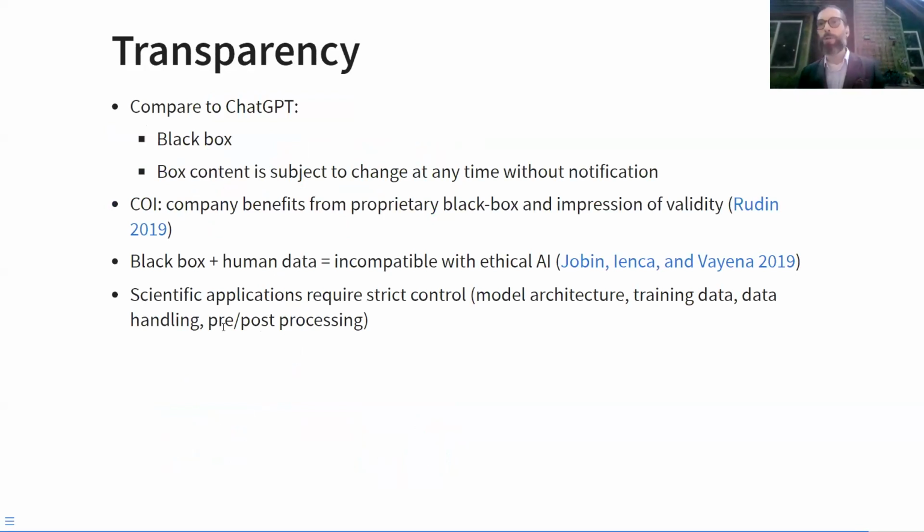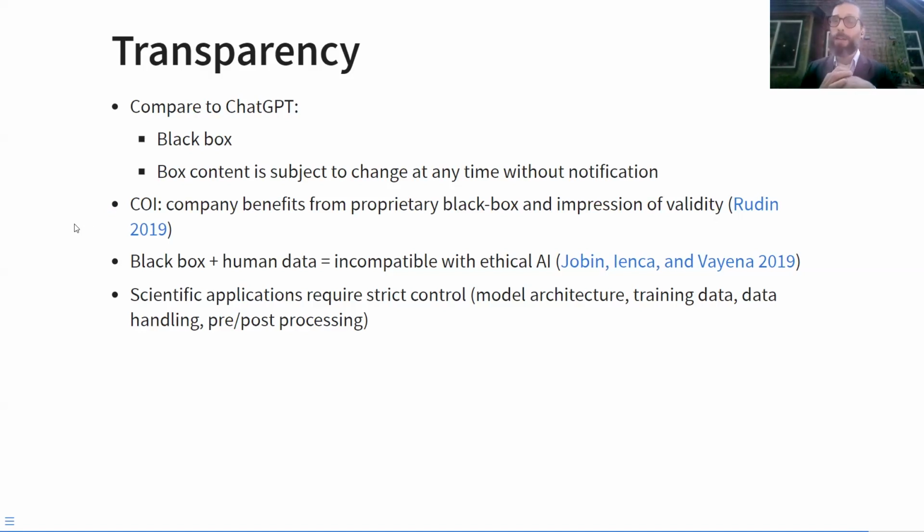Another key principle for the use of text mining in research synthesis is transparency. Let's compare the approaches I've advocated to ChatGPT. It is a black box. Moreover, we don't just not know what's in the box. What's in the box is subject to change at any time and without notification.